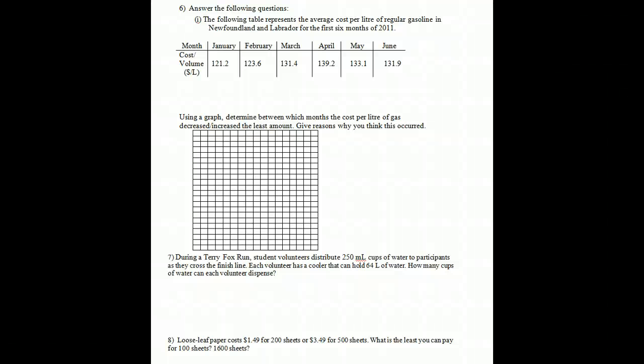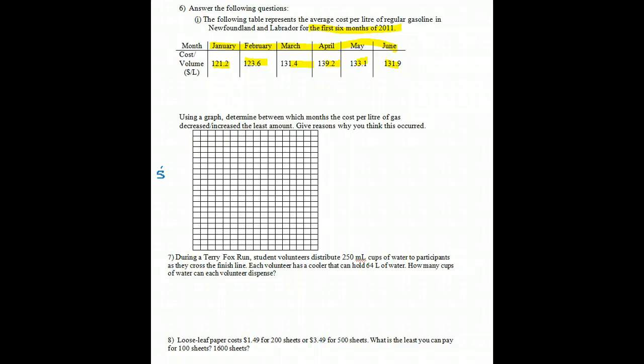Now in this last video, we'll finish up the last couple questions for this section. It says, the following table represents the average cost per liter of regular gasoline in Newfoundland and Labrador for the first 6 months of 2011. So for the first 6 months, here's our cost of gasoline. And one option is that we could plot this in a table. And we're asked to use a graph to determine which month the cost per liter of gas decreased or increased by the least amount.